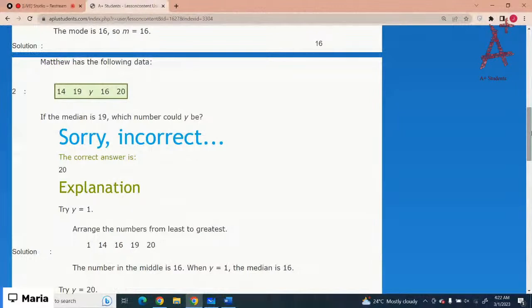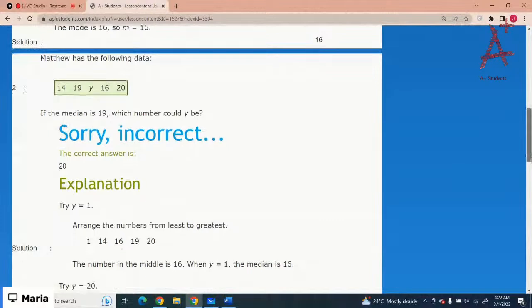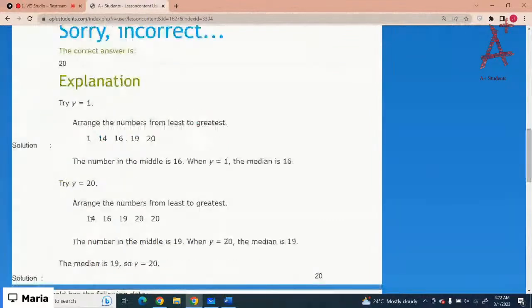Got it? So let's just start. Let's suppose Y is 1. You have to arrange them from least to greatest: 1, 14, 16, 19, and 20. The middle number in this case is 16, so the median is 16. Now let's try if Y is 20. Arranged, it would be 14, 16, 19, 20, and 20. So the middle one is now 19. That means Y is 20. Got it?